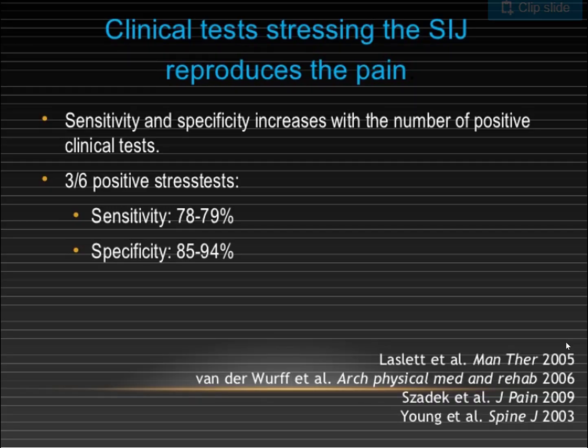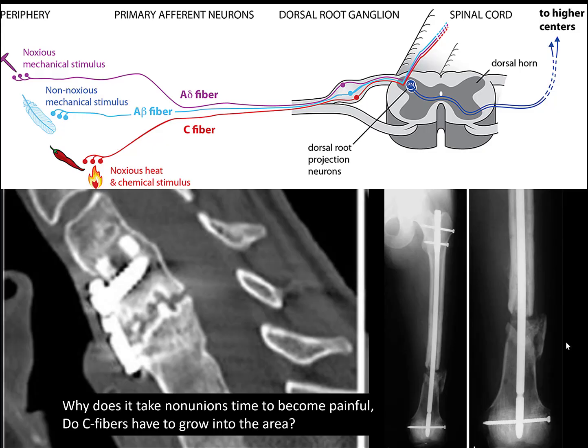So for the exam, you need to have many of these to be positive for it to be specific to the SI joint, because a person with back pain, all these things are probably painful. So this was studied. You need at least 3 of these to be specific for the SI joint. If I could add another.